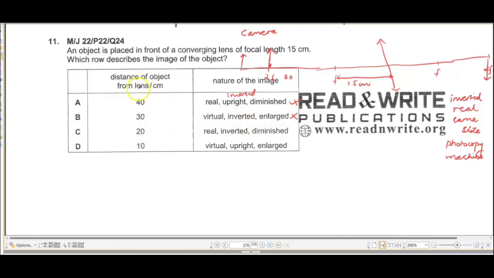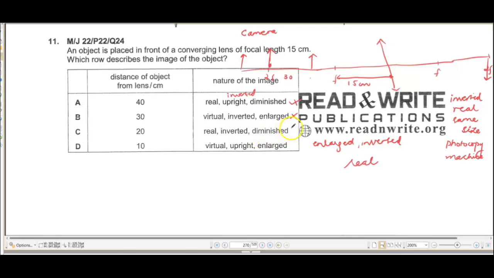Okay, now the distance of the object from the lens is 20 centimeters. So this means that the object is between f and 2f. So if the object is between f and 2f, the image is going to be formed beyond 2f, and the image is going to be enlarged, inverted, and real. Okay, so this one says real, inverted, and diminished. No, this is going to be enlarged.